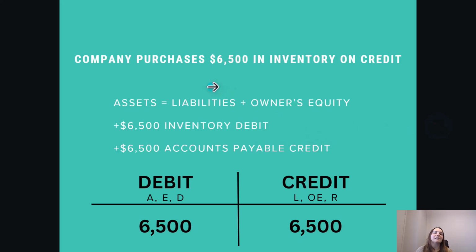The company purchases $6,500 in inventory on credit. So we're increasing our inventory. Inventory is an asset account, so we're going to debit it to increase it. So we have our debit over here. And then we are going to increase our accounts payable account. Accounts payable is a liability. Liabilities have a normal credit balance. We are increasing that liability account, so we're going to credit it.